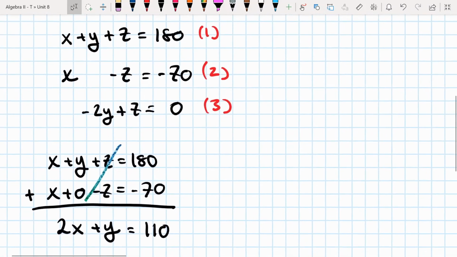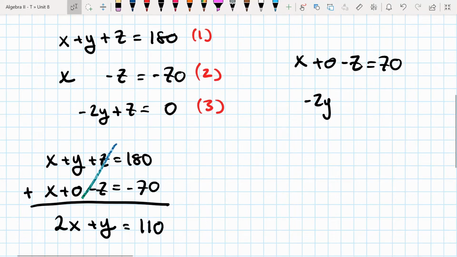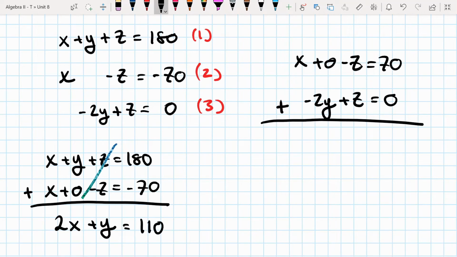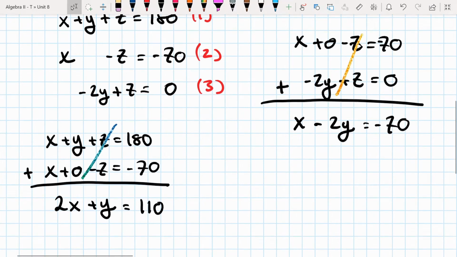Okay, now let's add the second equation and then the third equation together. So x plus 0 minus z is equal to negative 70. This is a z right here. And then negative 2y plus z is equal to 0. And now let's add these together. Well, the x will be by itself. The minus 2y is still there by itself. And then the z's cancel out again. Is equal to, should be a negative 70. And what we can do is denote this as equation 4. And we'll call this equation 5 over here.